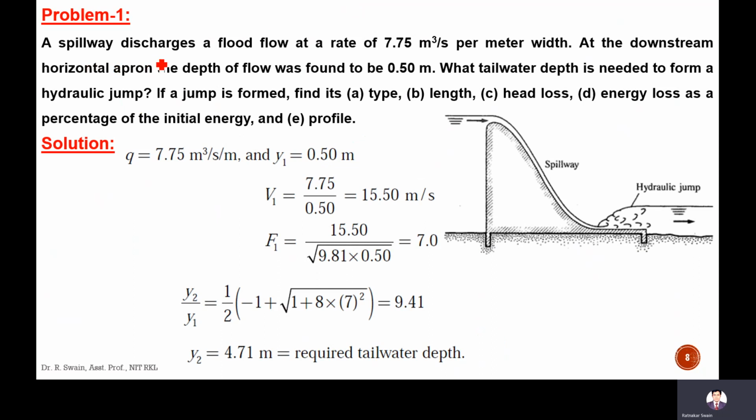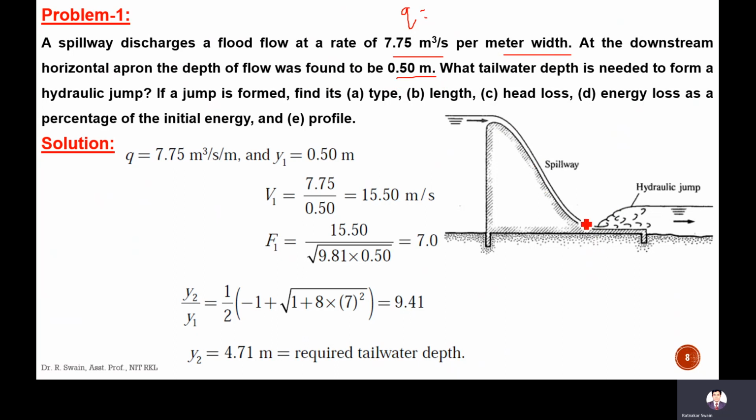A spillway discharges fluid at a rate of 7.75 cubic meters per second per meter width. That means small q is given as 7.75 meter cube per second per meter. At the downstream horizontal apron, the depth of flow was found to be 0.5 meter.